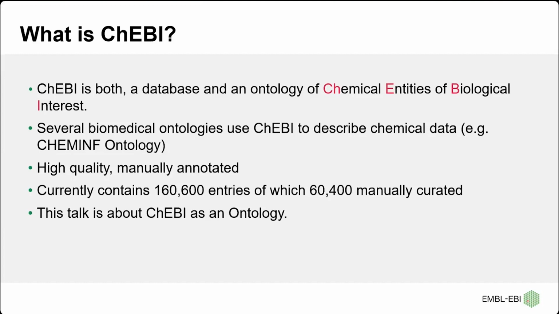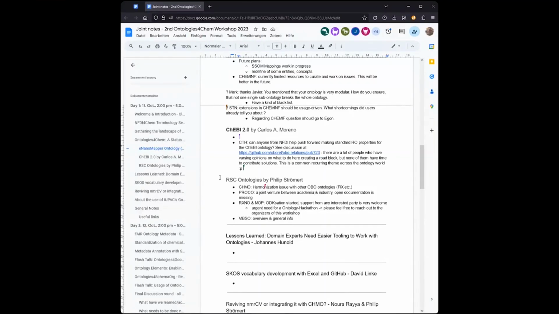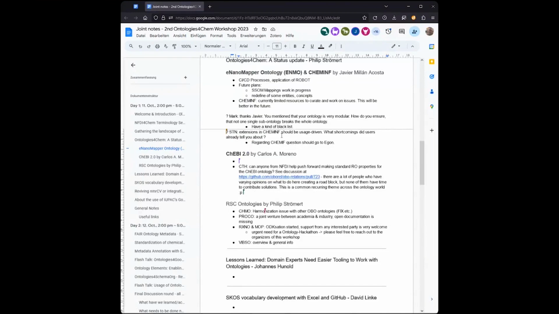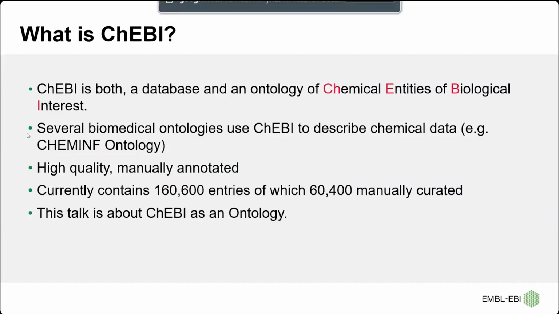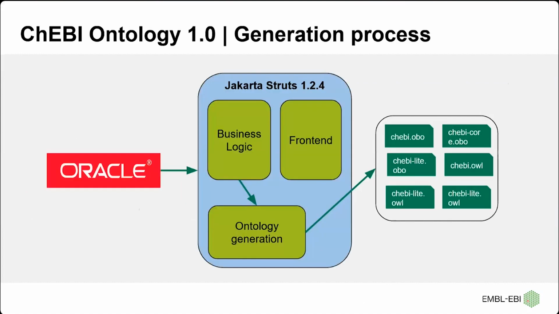At this moment, ChEBI contains around 160K entries. I cannot see my slide. Sorry, could you please go back to that one? Yes. And we have 60K compounds that were manually curated. Well, this talk is about ChEBI as an ontology. So the next one, please. Okay, thank you, Philip.